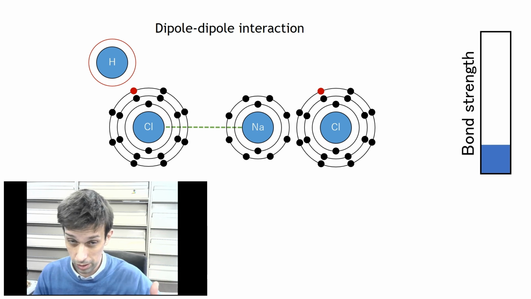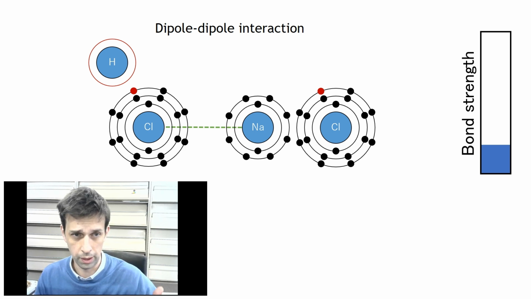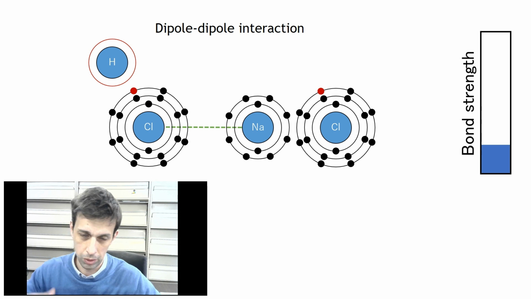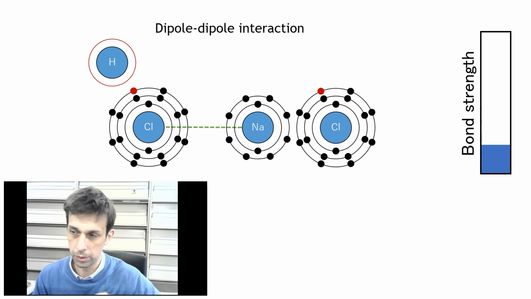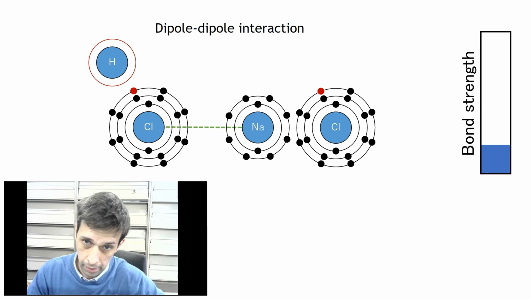This is just the same situation, and this happens because these polar molecules have different electronegativity between the atoms that form the molecule itself. Okay, so basically small magnets, if you want.